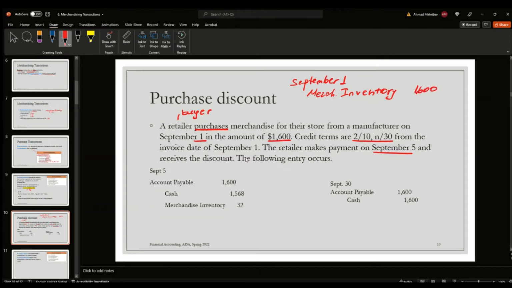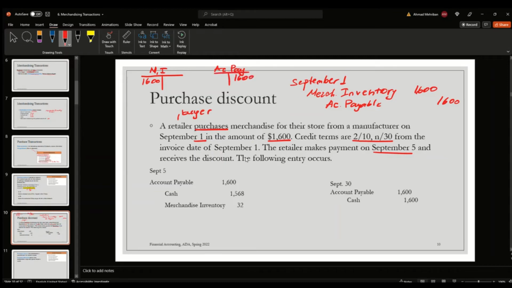It's on account, so account payable is going to be credited 1,600. If we look at it in a T account shape, it's going to be merchandise inventory. Let's just briefly write it this way, 1,600. Our account payable is going to be on the credit side, 1,600.